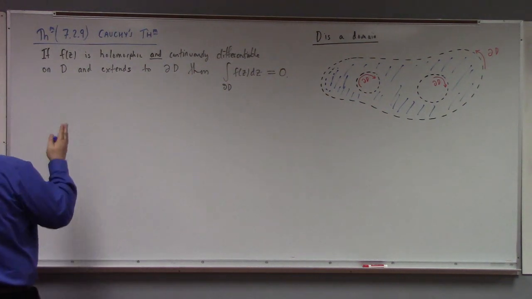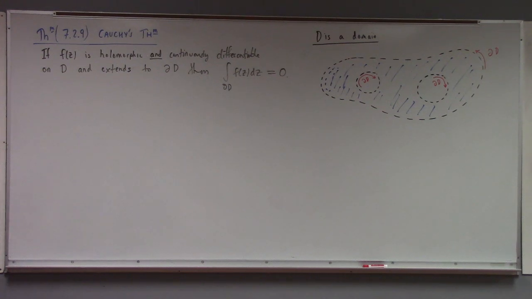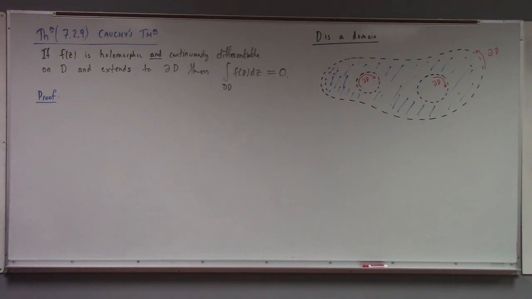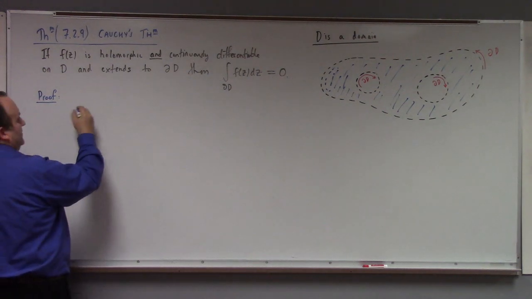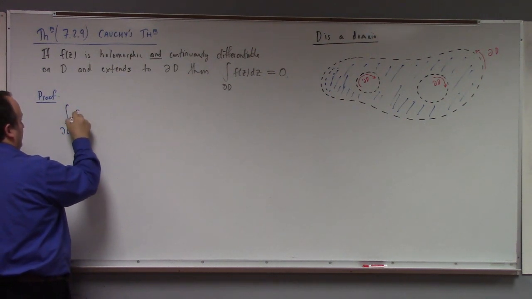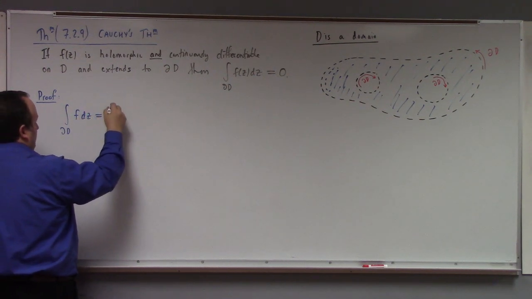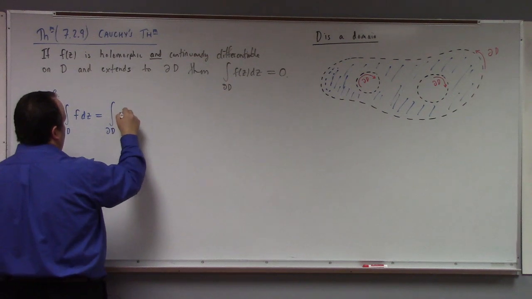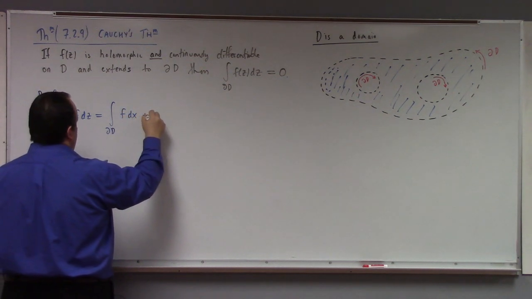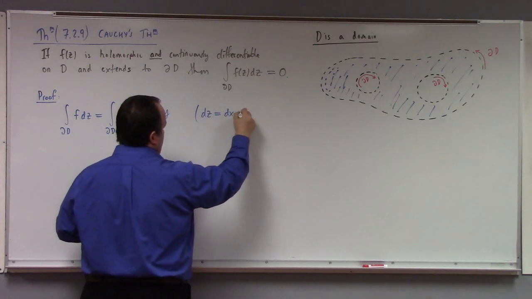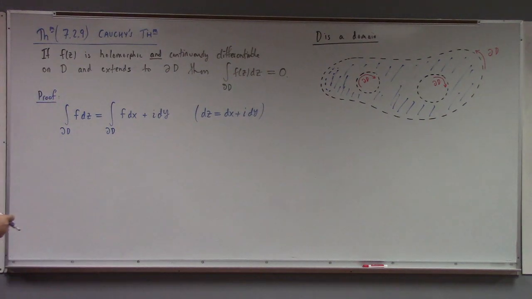All right. So anyway, this is the context. The open connected set. This is the theorem. So I will give you a proof, in the best notation possible. Here we go. So we have the integral over the boundary of D of f dz. But that is equal to the integral over the boundary of D of f dx plus i dy, right? Because as we talked about last time, dz is dx plus i dy. That is a notation which we can meaningfully use in here.